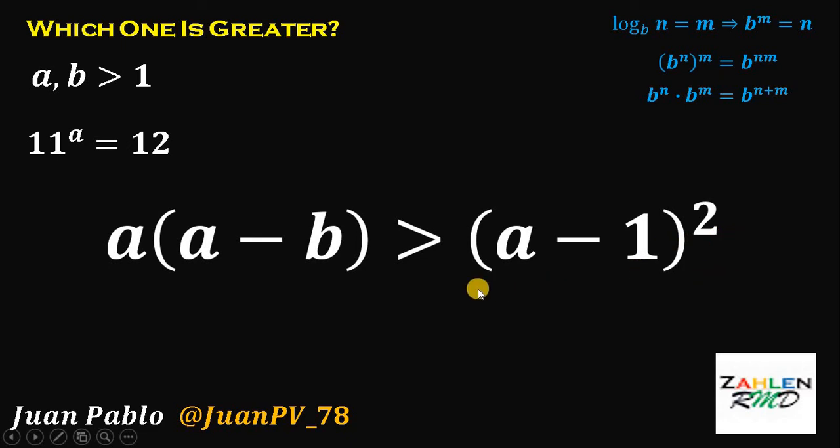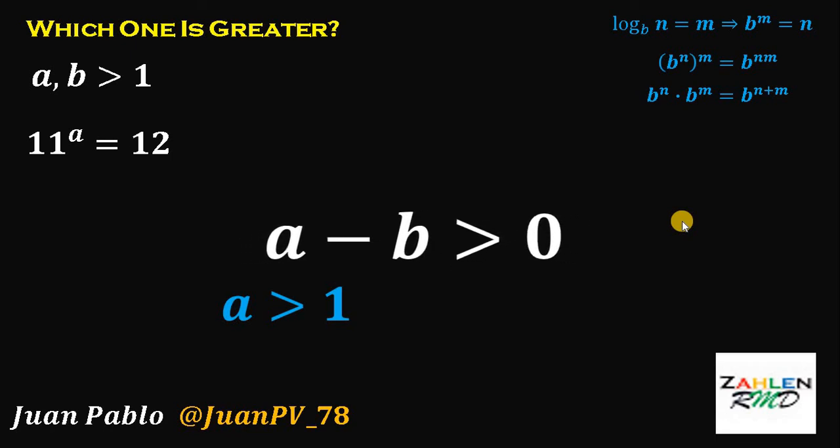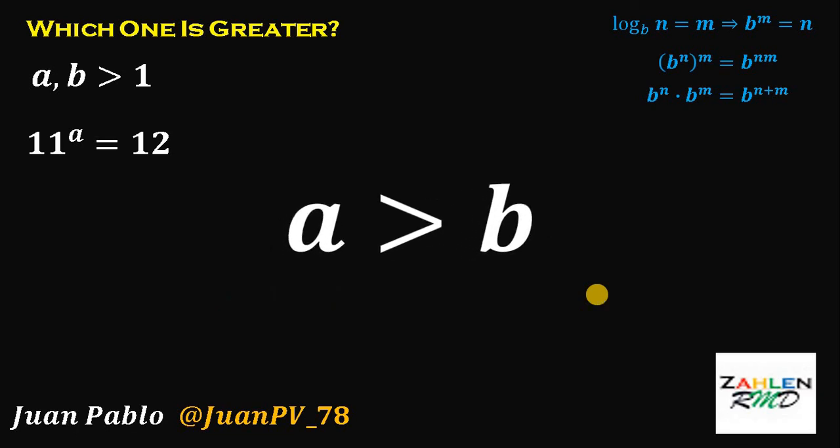Now, what can we say about a minus 1 quantity squared? We know already that a and b are greater than 1. Therefore, this a is greater than 1. It follows that a minus 1 quantity squared will always be greater than 0. Therefore, we can say that the product of a multiplied by a minus b must be greater than 0. And as we said earlier, a is greater than 1. Therefore, to make the product of a and a minus b greater than 0, a minus b must be greater than 0. It directly follows that a must be greater than b.